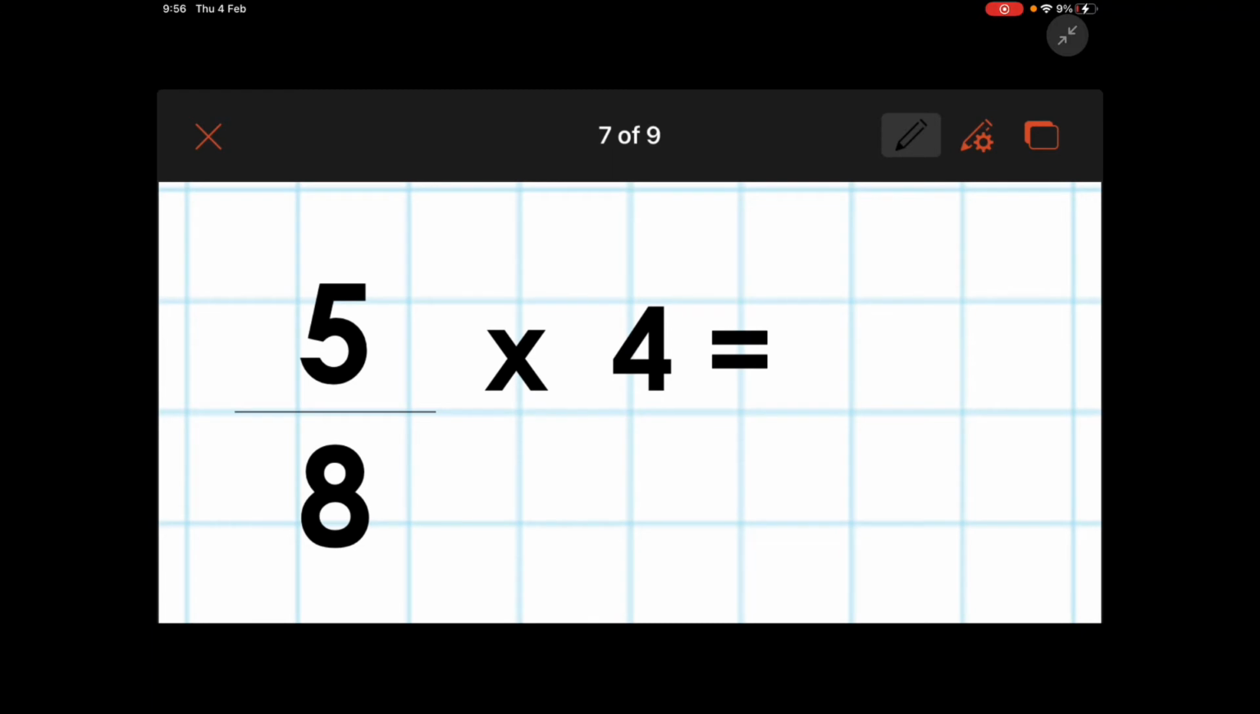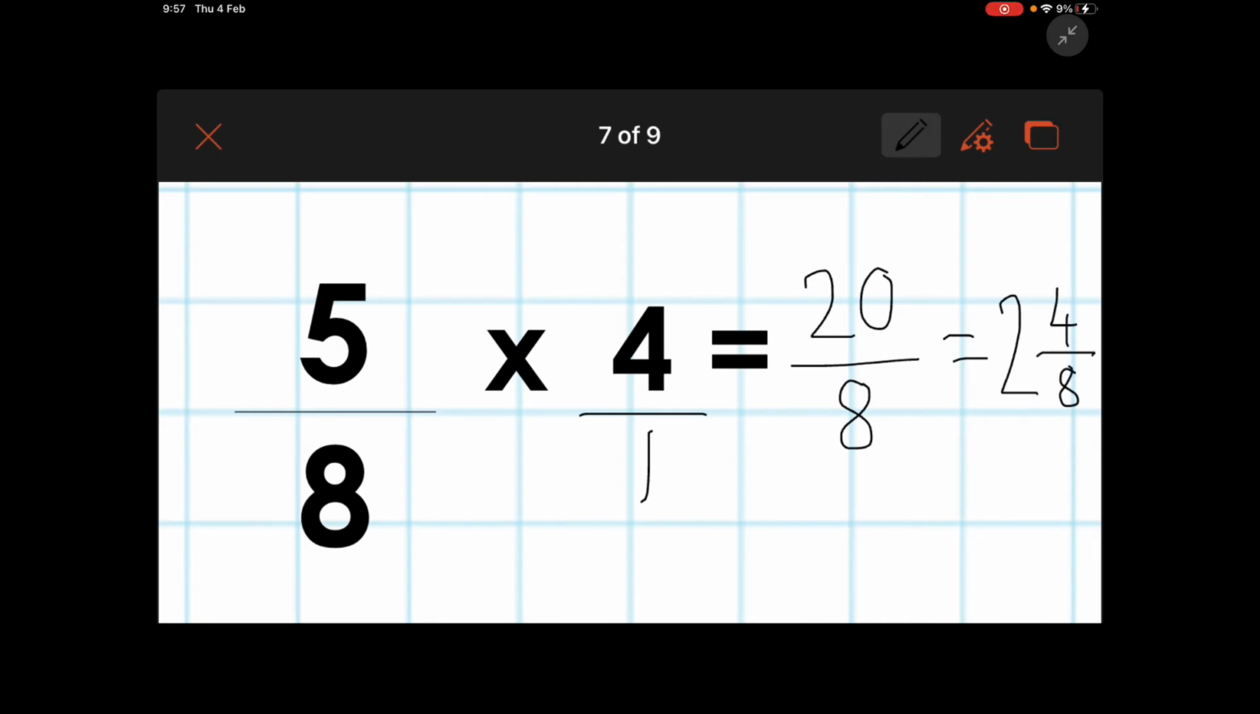5/8 times 4. 5 times 4 is 20, and 8 times 1 is 8. Let's convert this improper fraction into a mixed number. How many 8's in 20? 8, 16, 2. 16 and 20, the difference is 4. 2 wholes and 4/8. Now I'm going to rewrite this down here because that fraction can be simplified further.